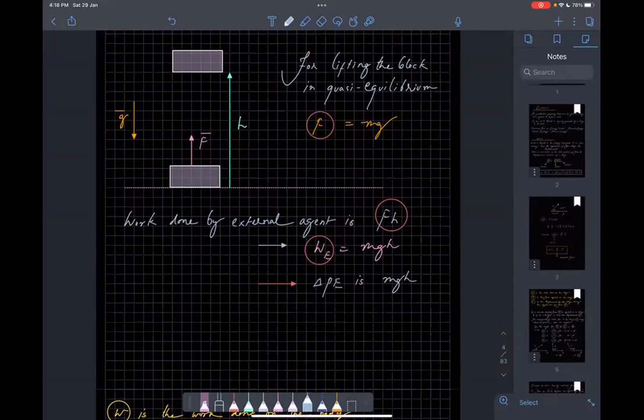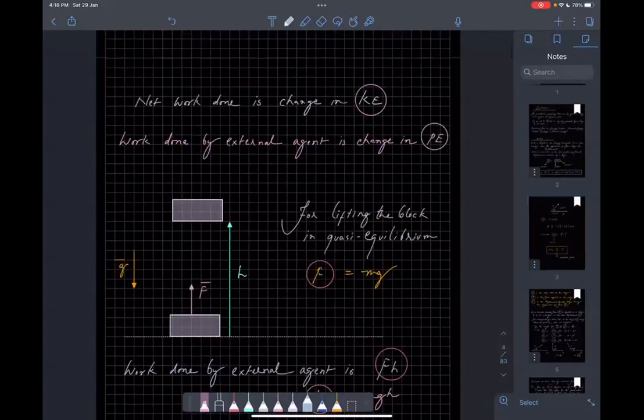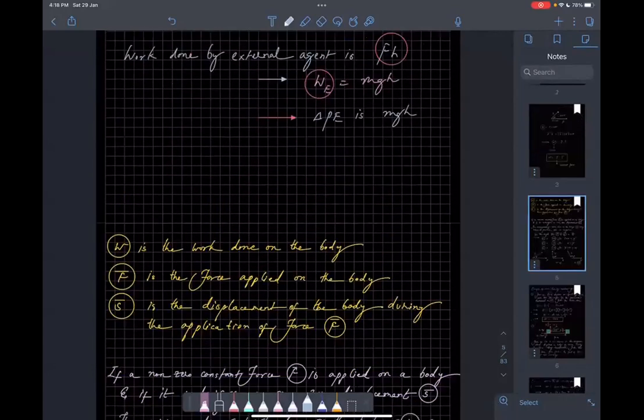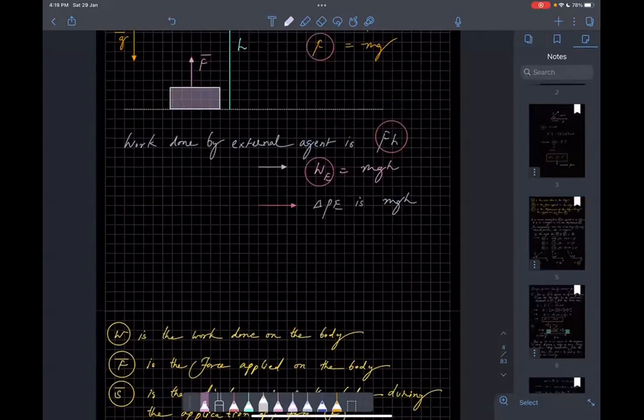Okay, I'll give you that example. Don't worry. Here, in this case, kinetic energy is 0. You know why? V and U, there is no acceleration, right? I'll tell you. Net work done is work done by the external agent plus work done by gravity. Clear?